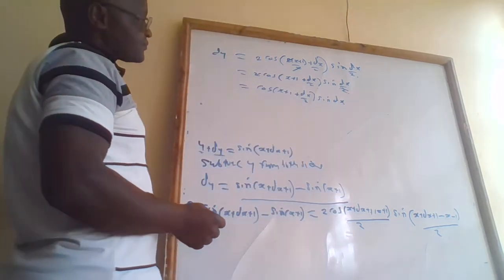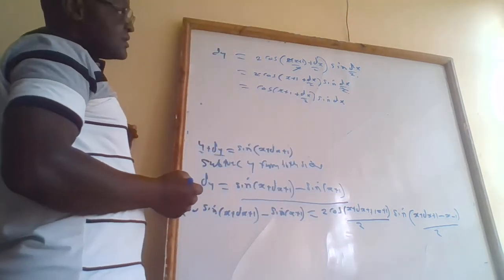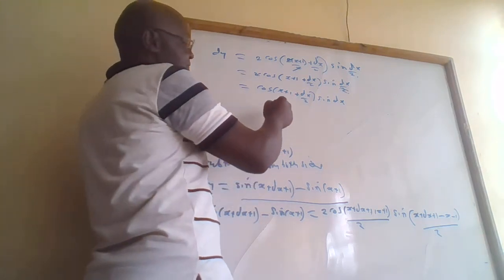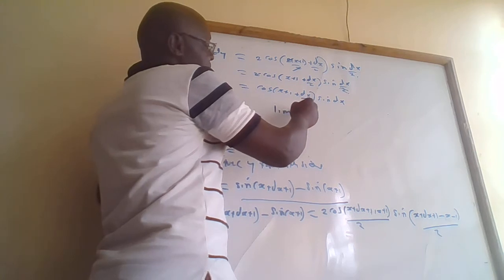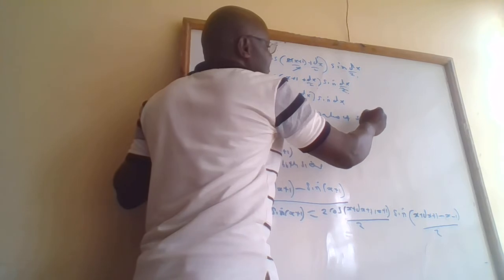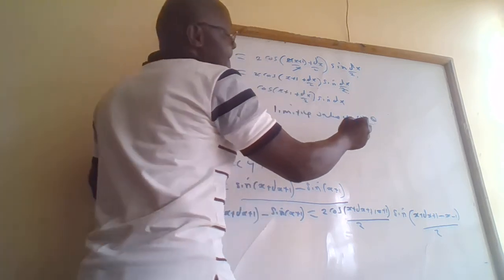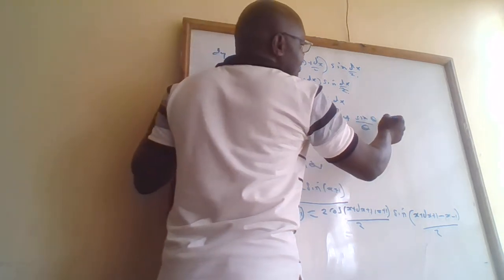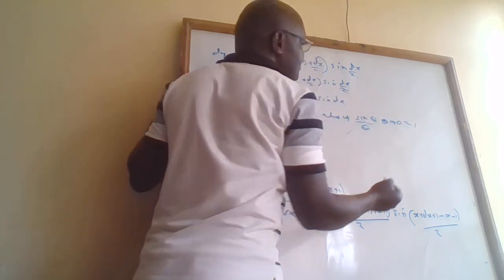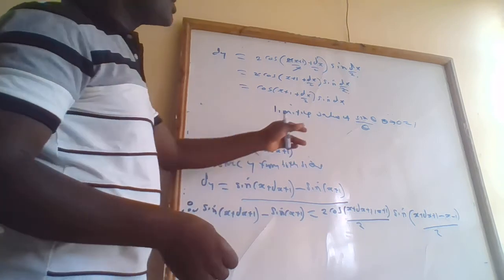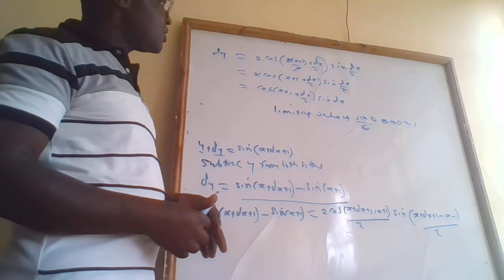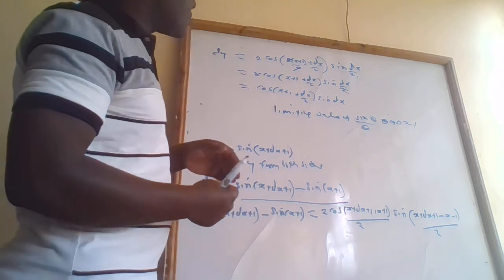Now we need the concept of the limiting value of sine theta over theta. The limiting value of sine theta over theta when theta approaches 0 is equal to 1.